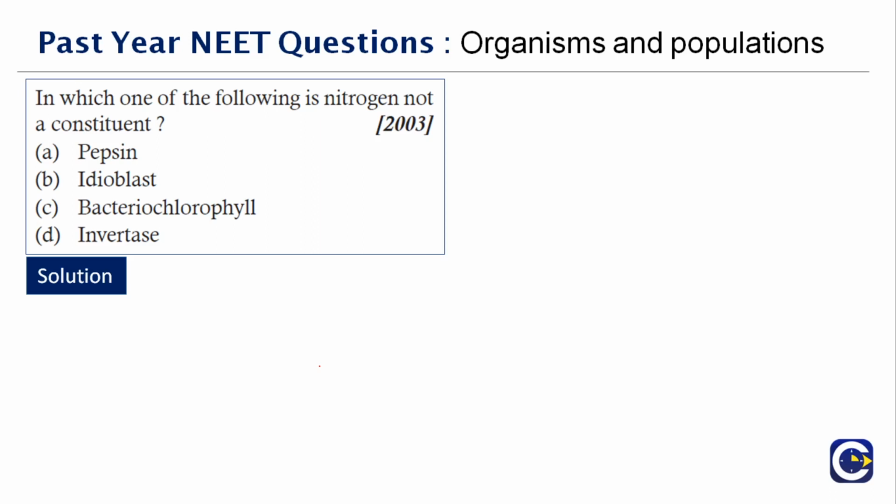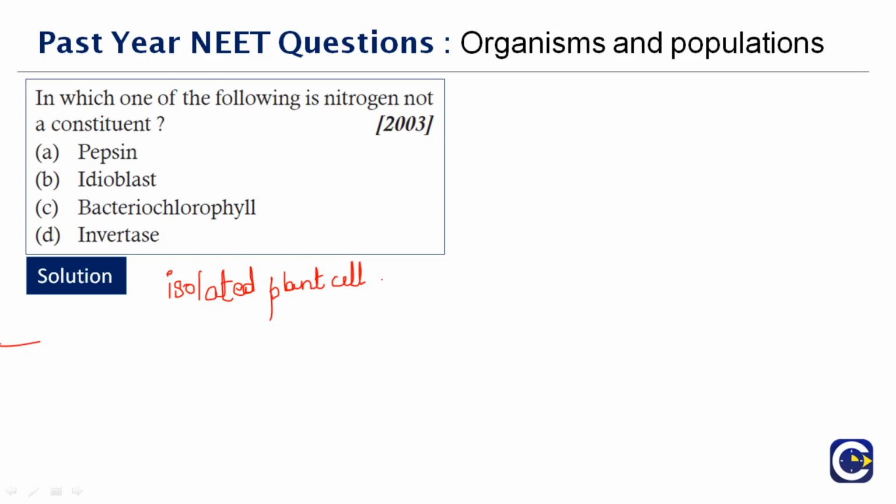An idioblast is an isolated plant cell that differs from neighboring tissues. They have various functions such as storage of reserves, excretory materials, pigments and minerals. They could contain oil, latex, gum, resin, tannin or pigments, etc. Okay, next is bacteriochlorophyll that requires nitrogen.